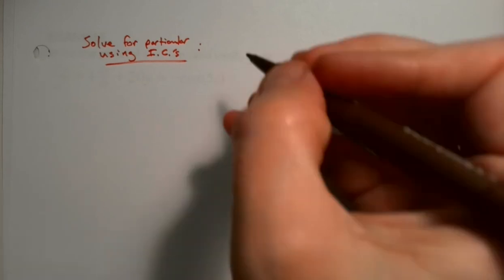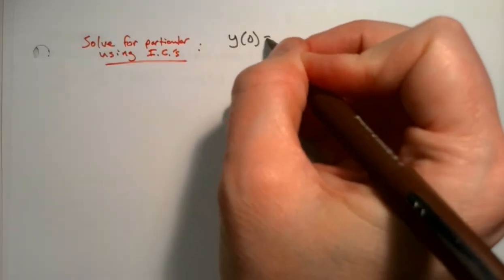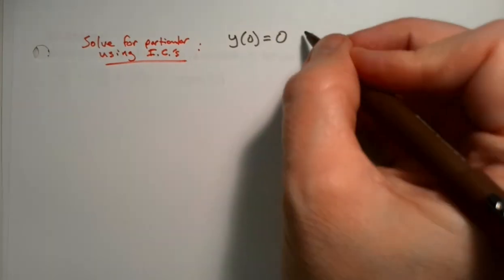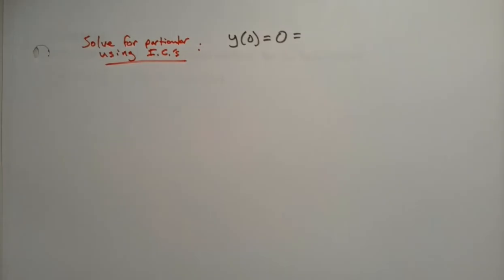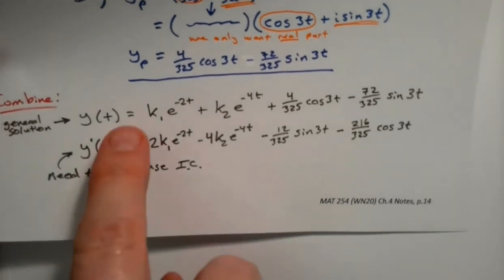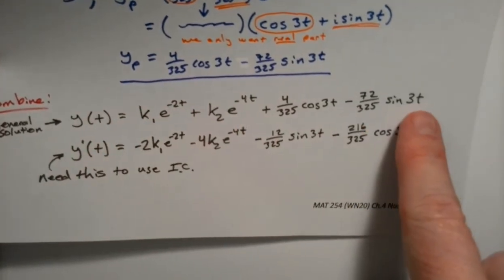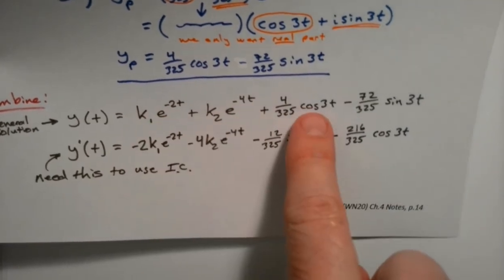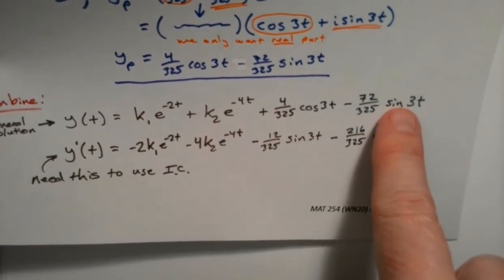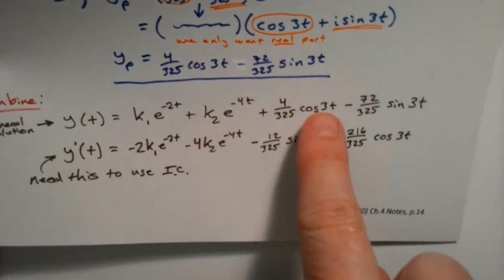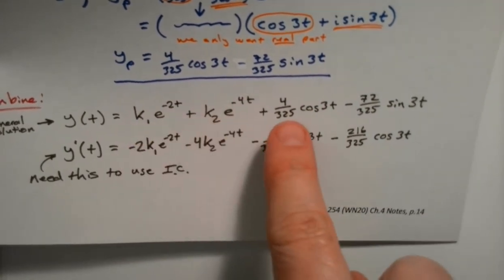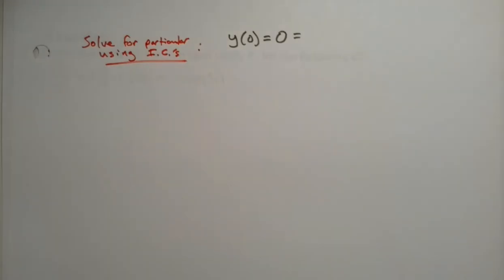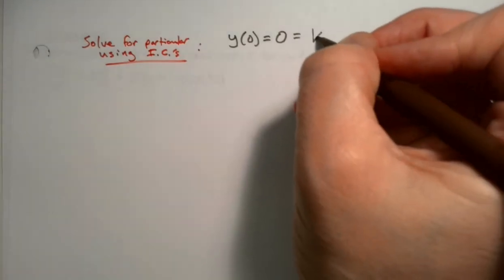And so in order to do that, I'm going to use what I knew for my initial conditions, which were that y of 0 was equal to 0. And that means from my equation, this equation right here, if t equals 0, then these just become 1s. Cosine becomes 1, and the sine goes away. So I've only got these first 3 terms. It's k1 plus k2 plus 4 over 325.